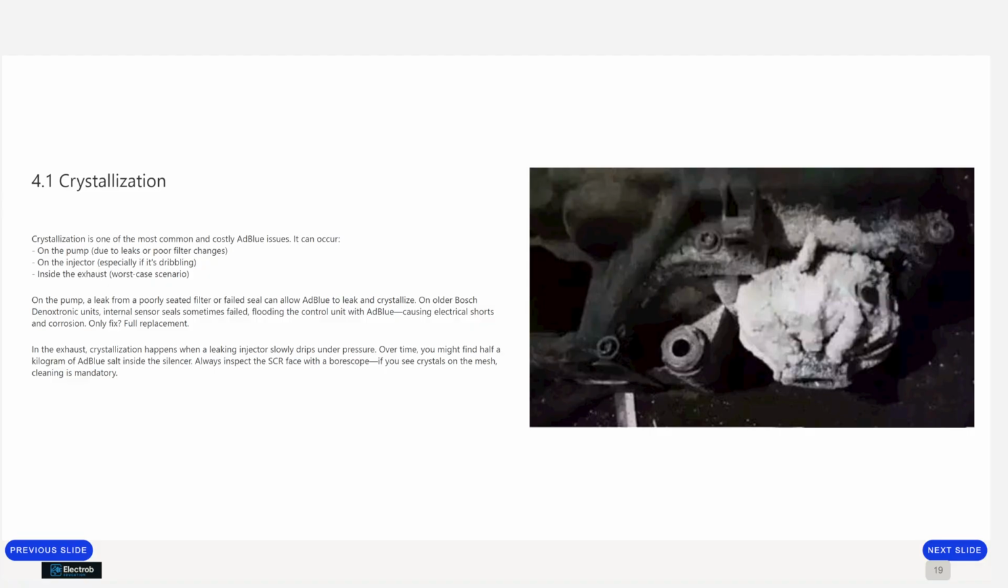In the exhaust, crystallization happens when a leaking injector slowly drips under pressure. Over time, you might find 0.5 kilogram of AdBlue salt inside the silencer. Always inspect the SCR face with a borescope. If you see crystals on the mesh, cleaning is mandatory.